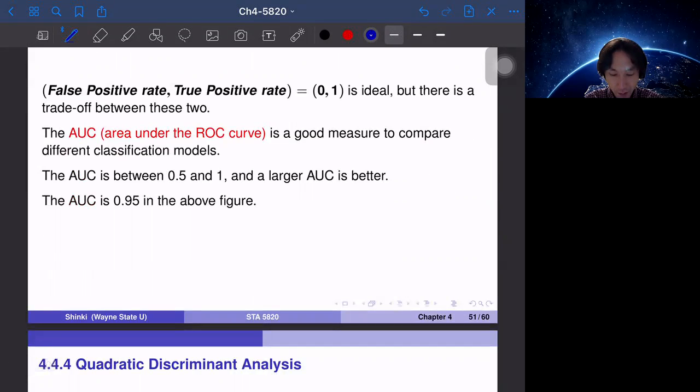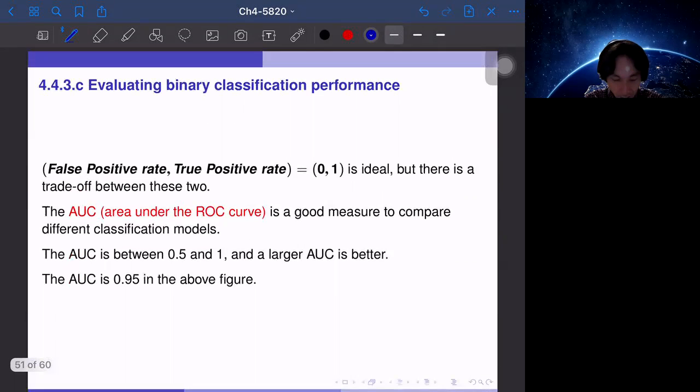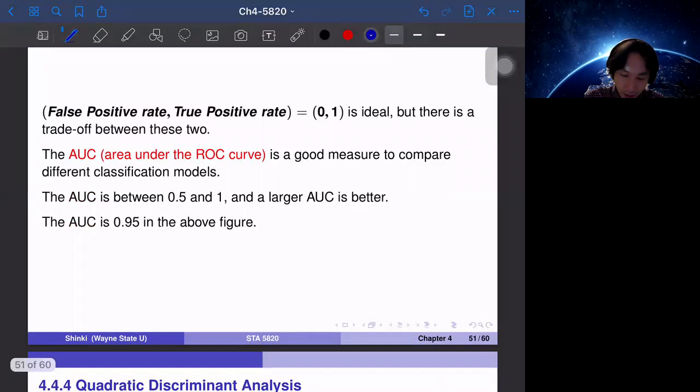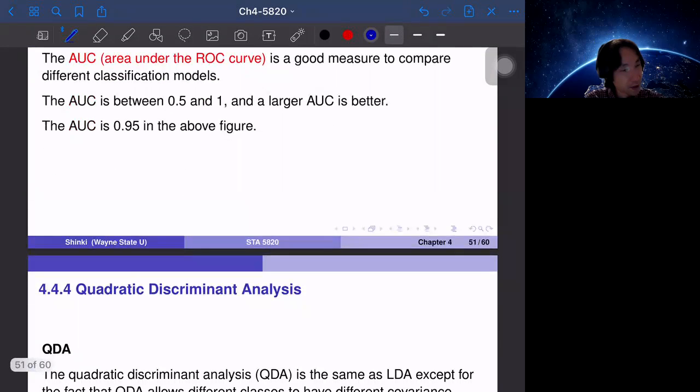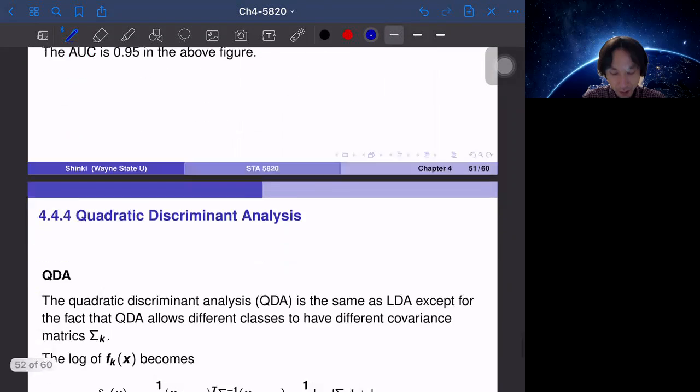AUC is between 0.5 and 1. In the previous example, AUC was 0.95. This also depends on the context, on how difficult the prediction is. So I cannot say which number indicates a good ROC curve, but 0.95 is certainly a good rule. If it's less than 0.6 or maybe even 0.7, it's probably not a very ideal prediction rule.